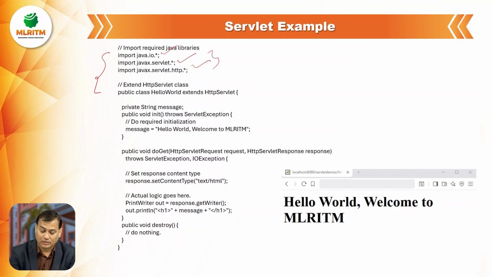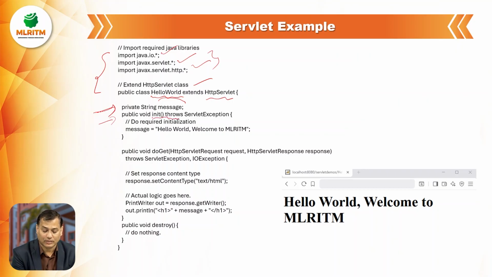Java technology contains the basic class. We know that a class contains two important things: the data members and member functions. Here we use the class name HelloWorld, which extends HttpServlet because it is a servlet program. And here a private String message is a variable, a data member with a private access specifier.